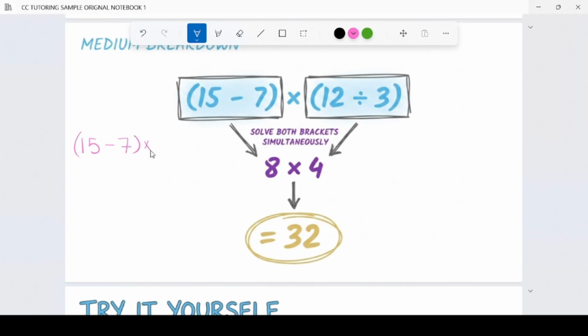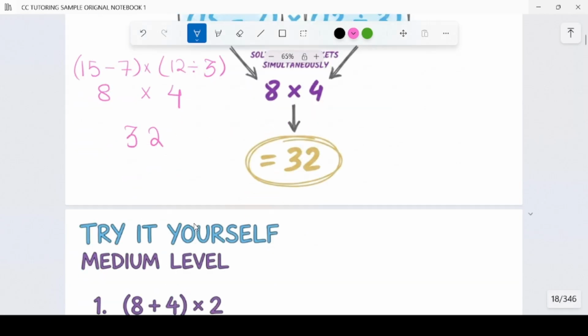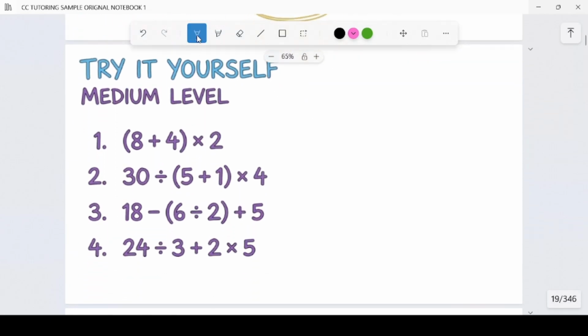So multiply by 12 divided by 3. So 15 minus 7, that is 8. If you want to do it simultaneously, you can do it. And I'm going to solve this bracket, and that is 4, and the answer is 32. According to this, solve these brackets, then after that, we'll solve these ones. Now this is the real game.